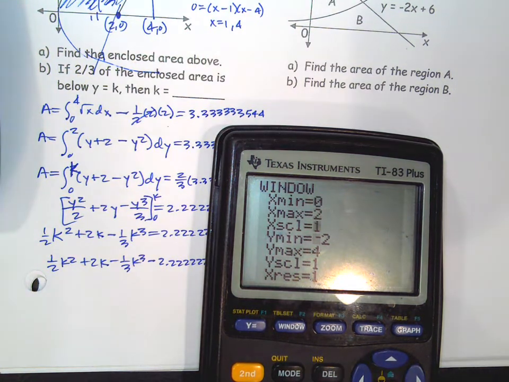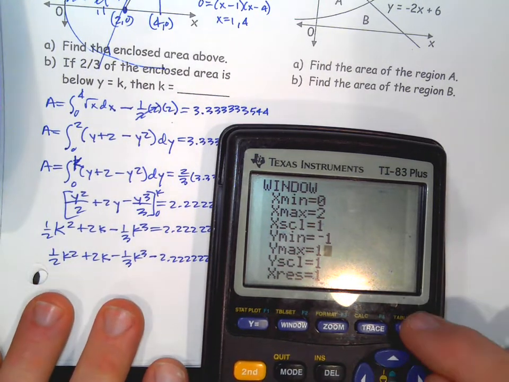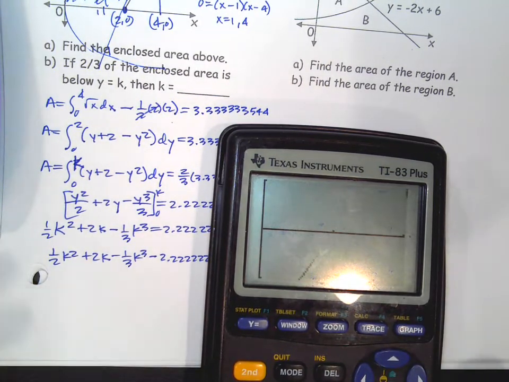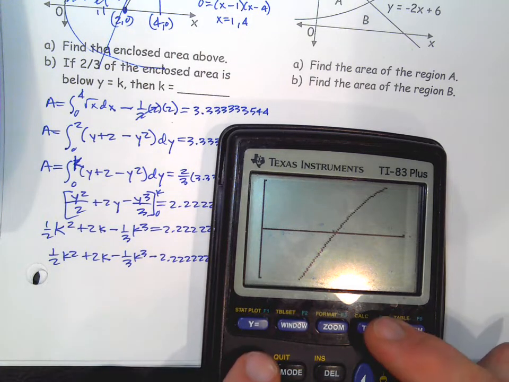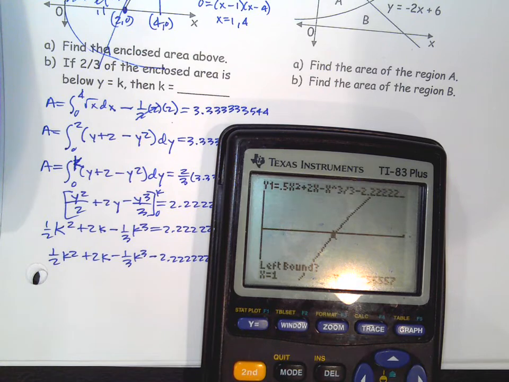All I care about is seeing the x-intercept. So I'm just going to set that y min and y max the -1 to 1 so I can just focus on the x-axis. I think we should only get one answer. There it is, really close to the middle. So then we do second calculate 0. And we say, well, it's between -5.